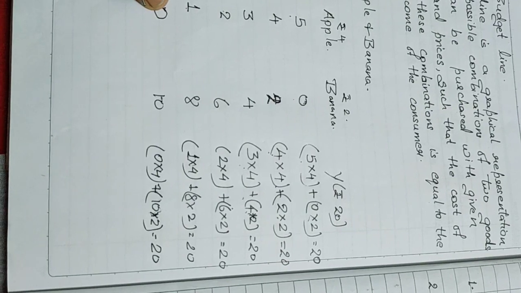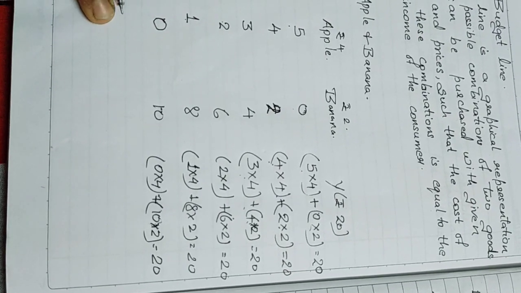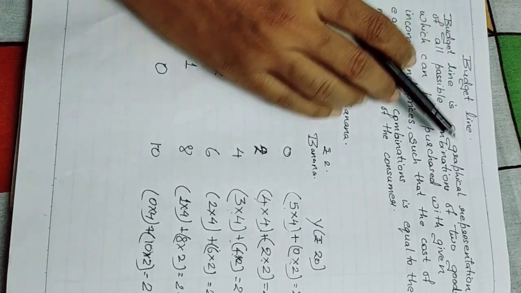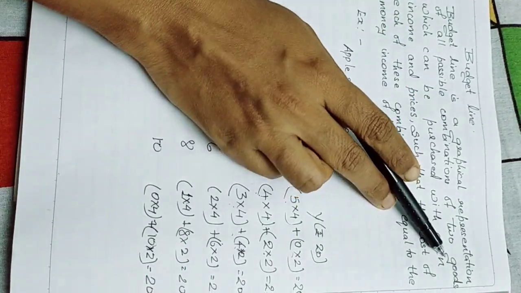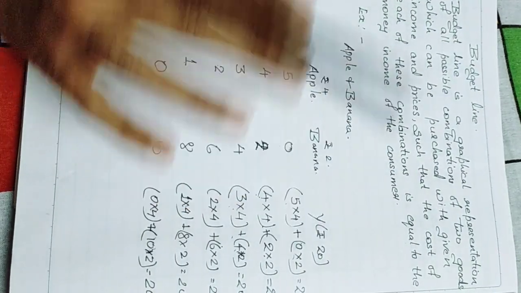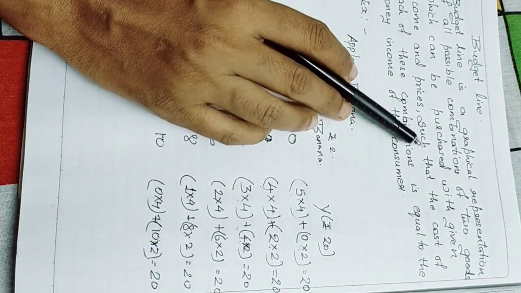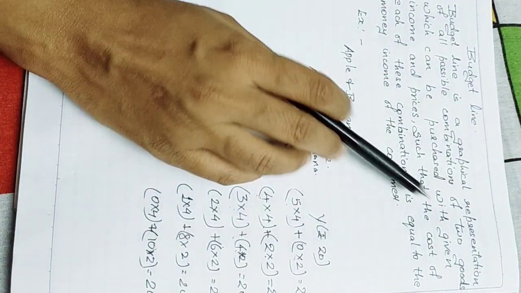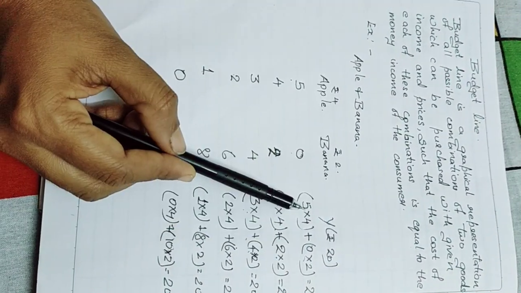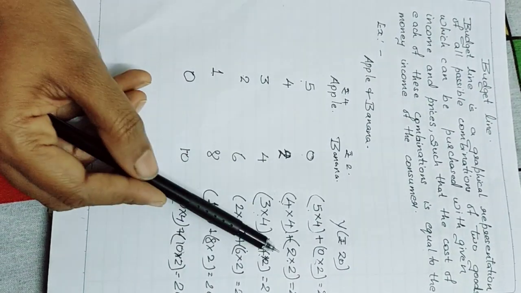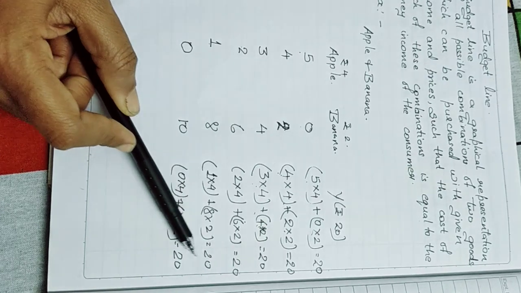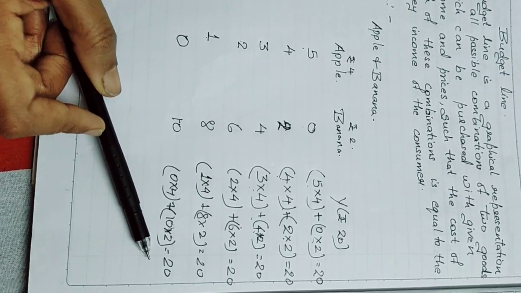Now I hope you understood everything. You can compare this table with the definition, then it will be more clear to you. It is a representation of all possible combinations of two goods which can be purchased with given income and prices. Our given income is 20, and the prices of apple and banana are also given, such that the cost of each of these combinations is equal to the income of the consumer. Our income is 20 only, so here 20 is given. I hope that is clear.